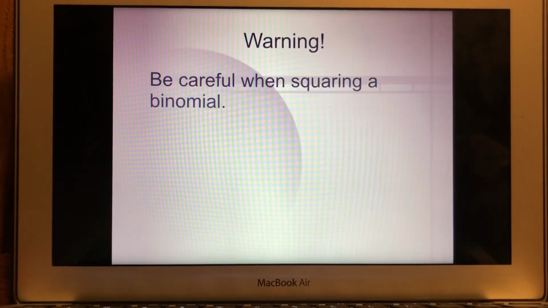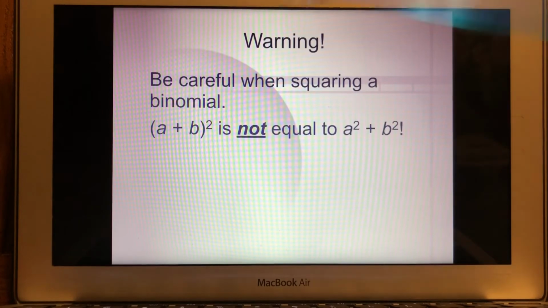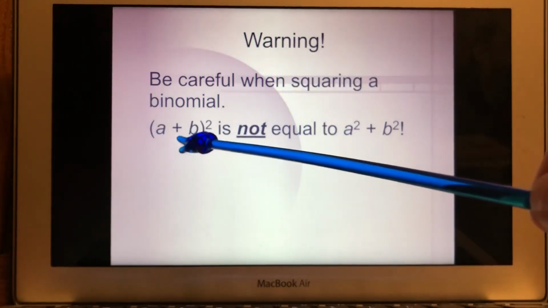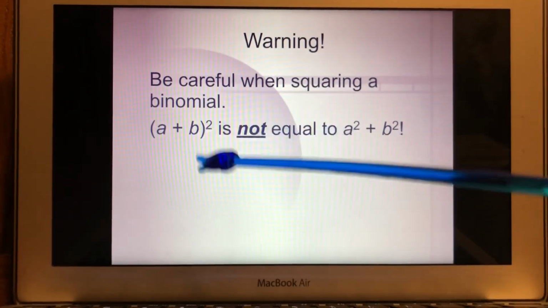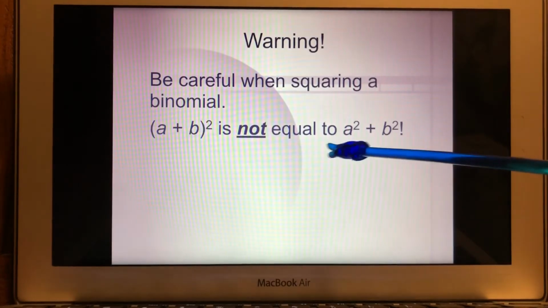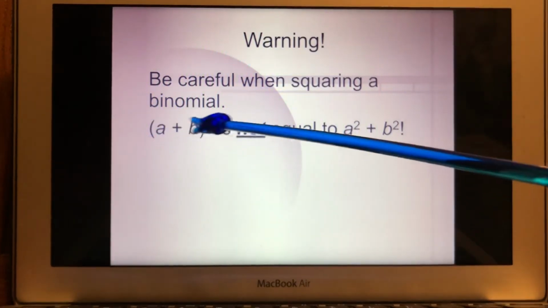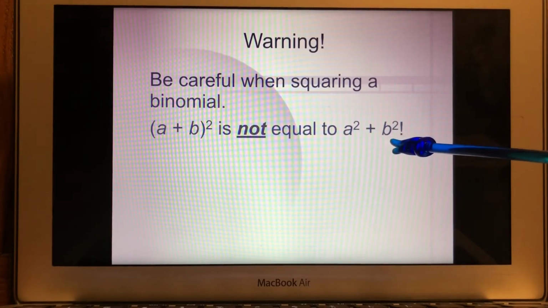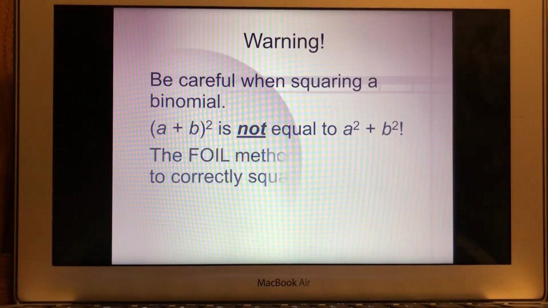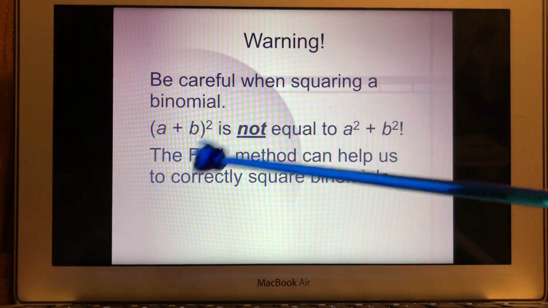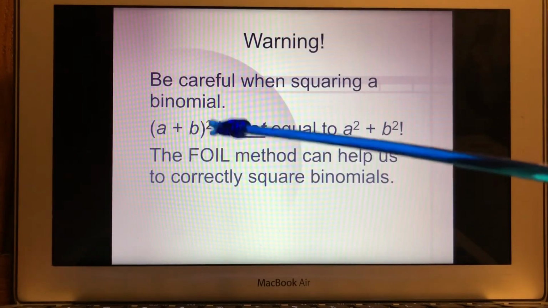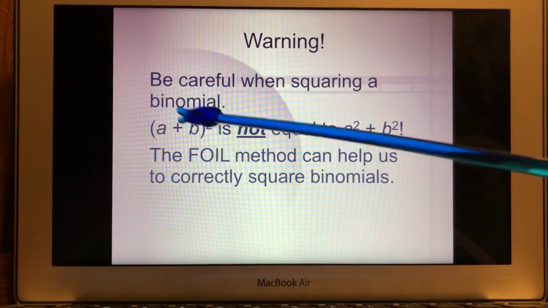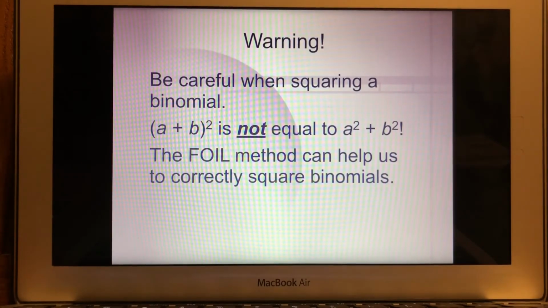Now, warning: be careful when squaring a binomial. Take a look at this: a plus b, the quantity squared. This does not mean you distribute the square through the parentheses. So this does not equal a squared plus b squared. No, don't do that. You still have to use the FOIL method to solve this correctly.